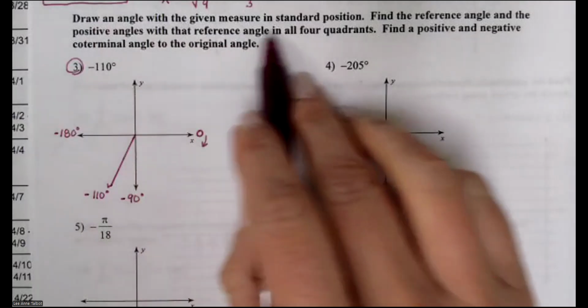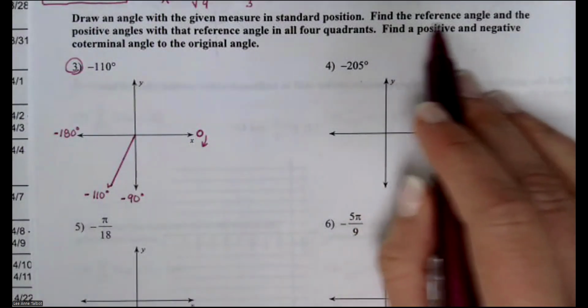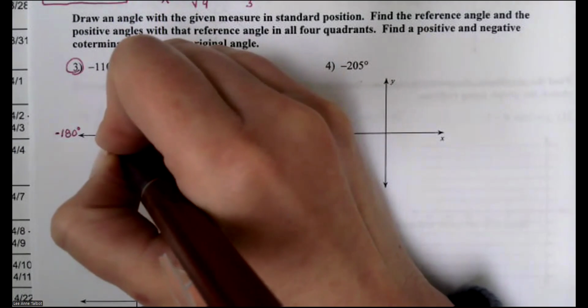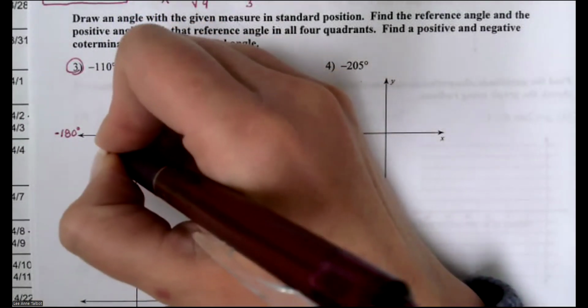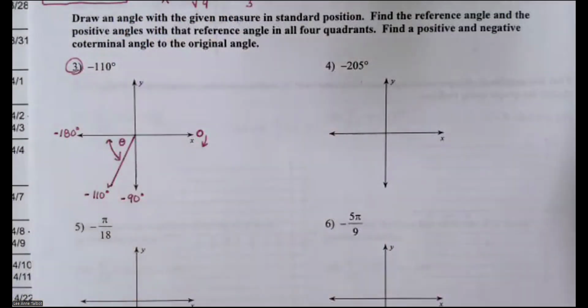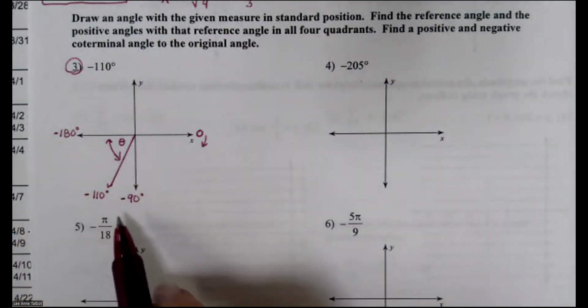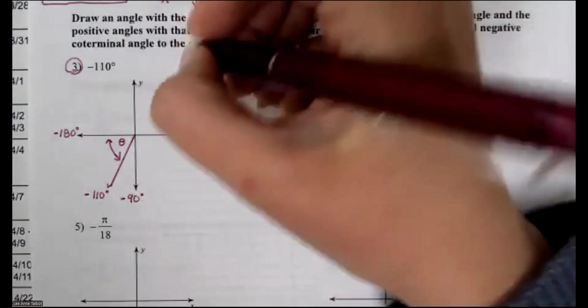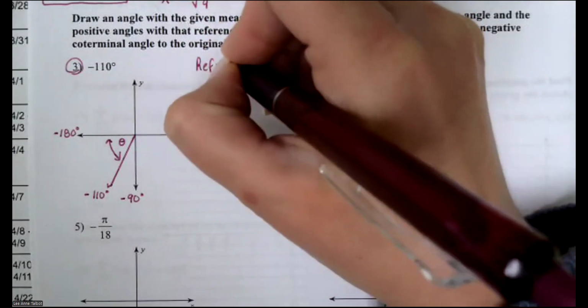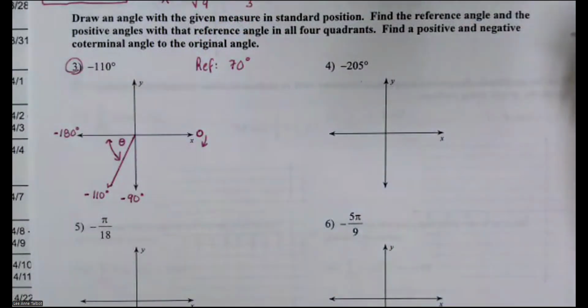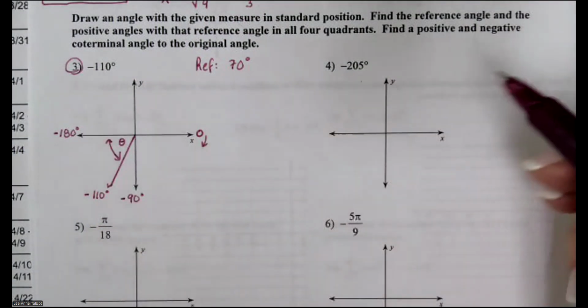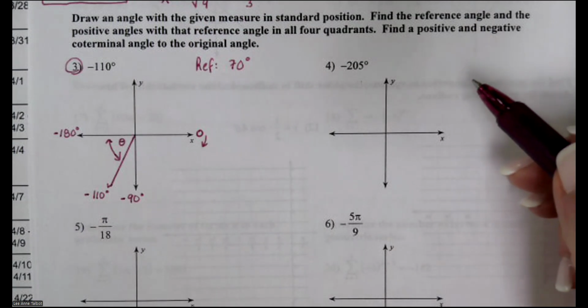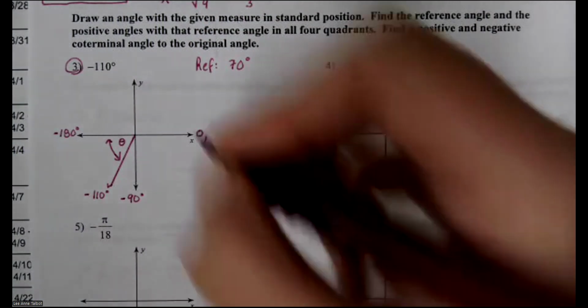Okay, draw an angle with the given measure in standard position. Done. Find the reference angle. That's next. The reference angle is the difference between these two. And I don't do any kind of fancy subtraction. I just noticed that there's 70 there. Can you guys tell that there's 70 between 110 and 180? Okay, excellent.